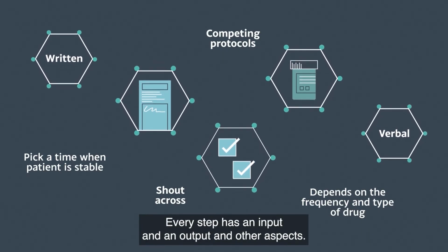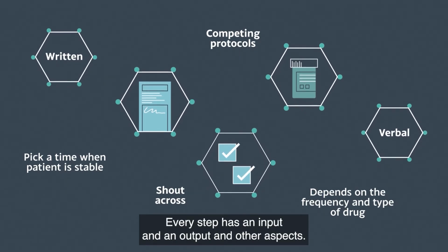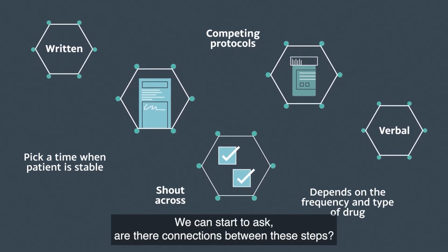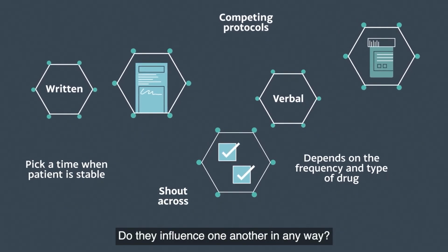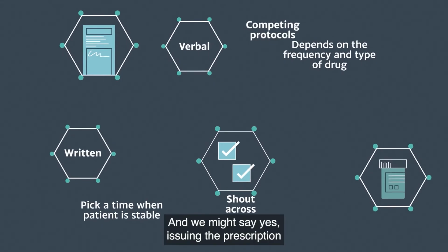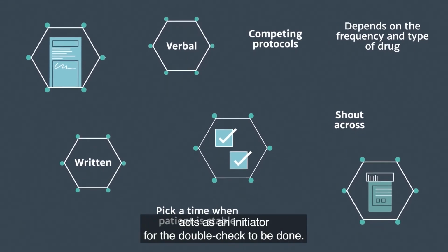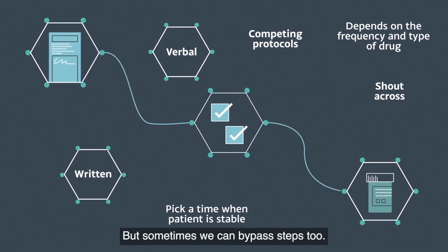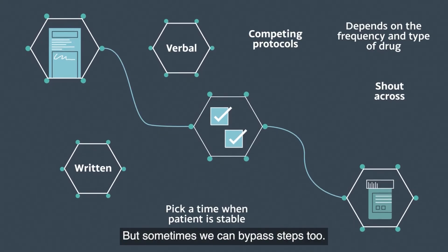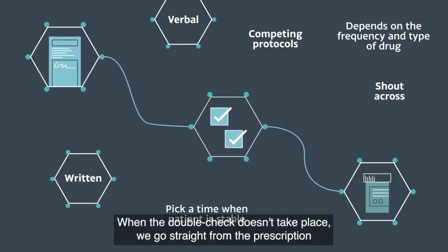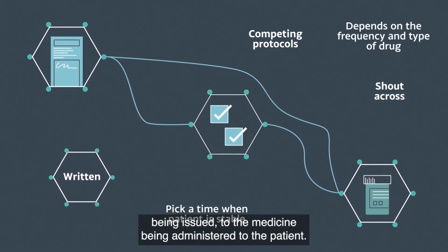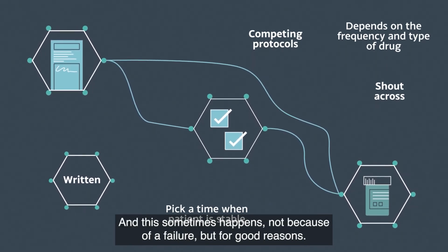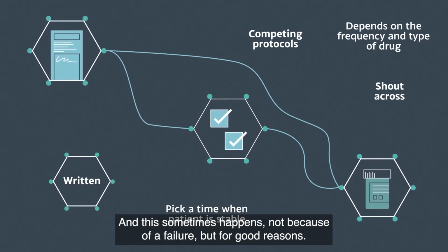Every step has an input and an output and other aspects. We can start to ask, are there connections between these steps? Do they influence one another in any way? And we might say, yes, issuing the prescription acts as an initiator for the double check to be done, but sometimes we can bypass steps too. When the double check doesn't take place, we go straight from the prescription being issued to the medicine being administered to the patient. And this sometimes happens not because of a failure, but for good reasons.